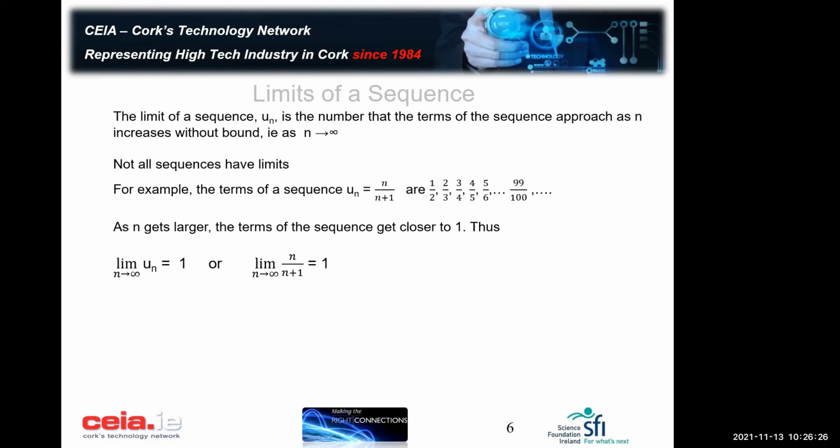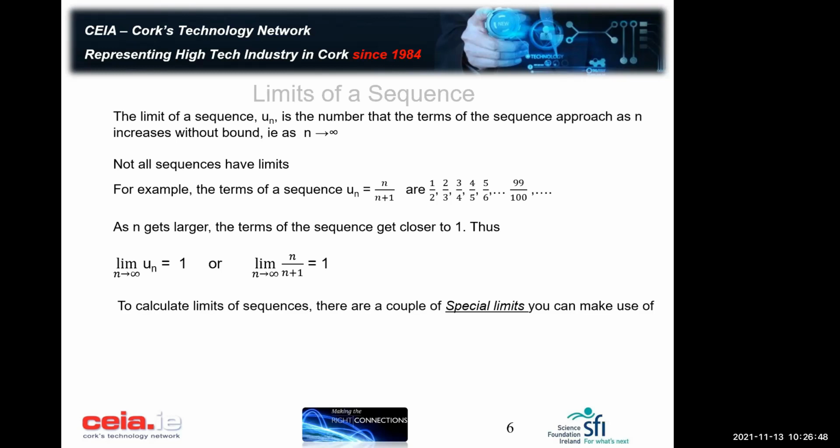So that means that the limit of u of n, and that u of n means any term in that sequence, the limit as n approaches infinity is 1. So the limit of each of them is 1. Or the limit, as n approaches infinity, of n over n plus 1 is equal to 1. That's how we'd express it.